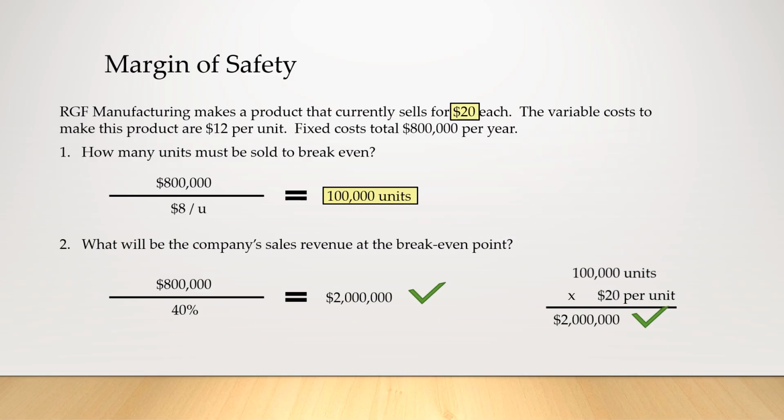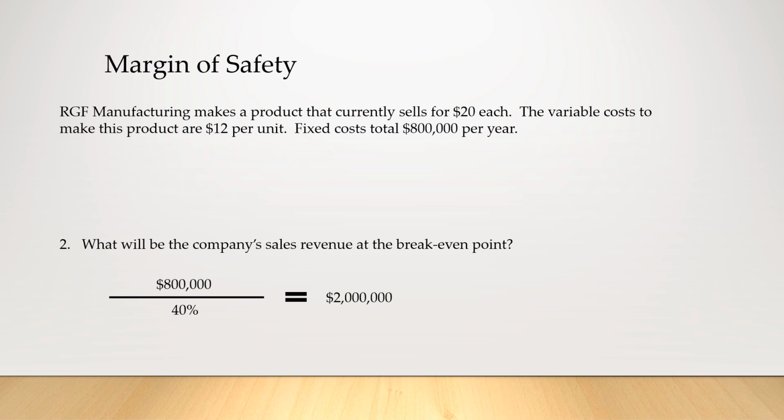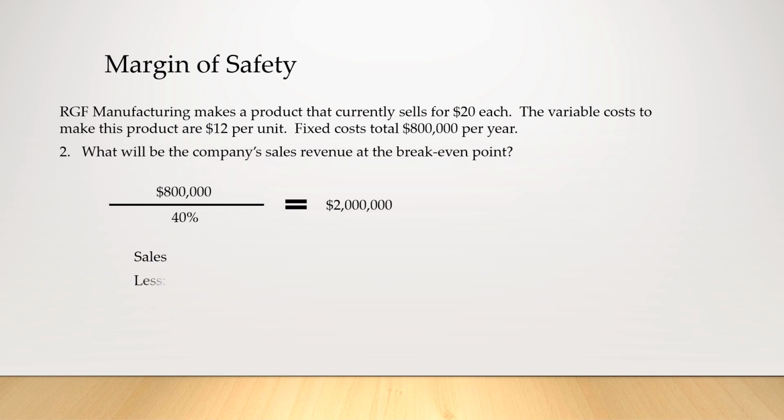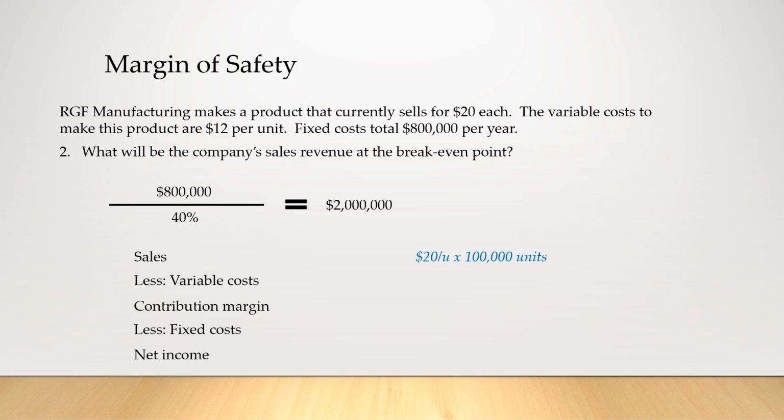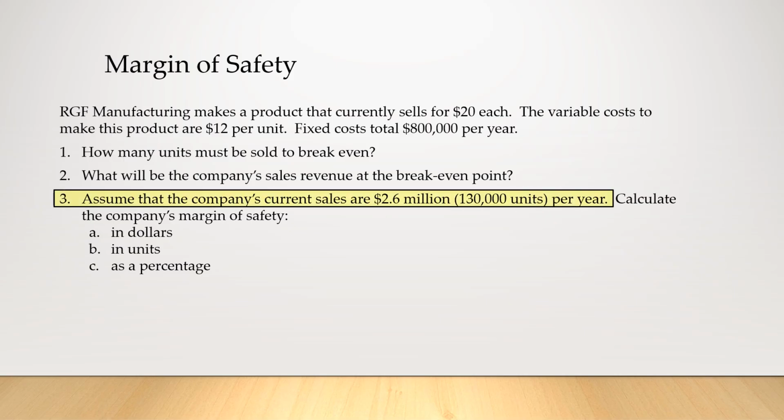You can also verify this number with a contribution margin income statement. Number 3. Assume that the company's current sales are $2.6 million, 130,000 units per year. Calculate the company's margin of safety in dollars, in units, and as a percentage.